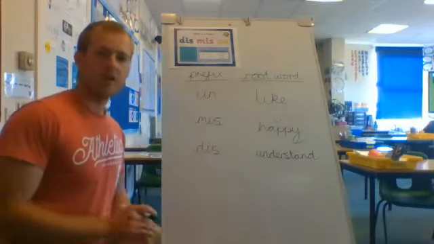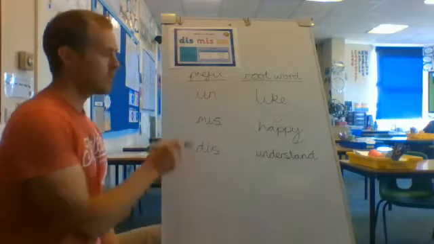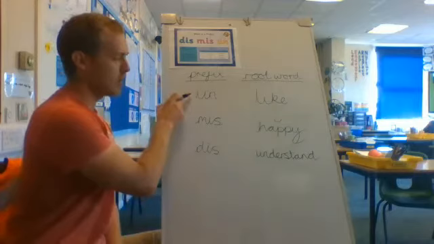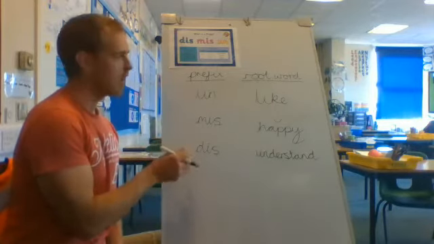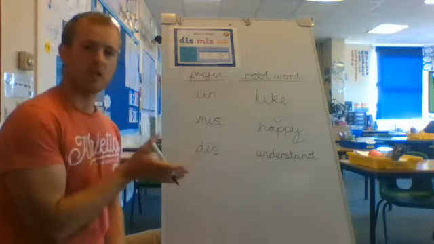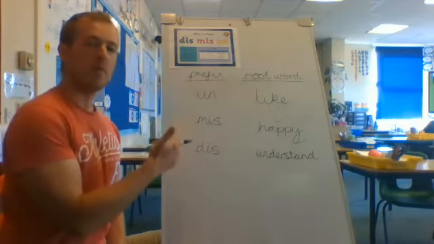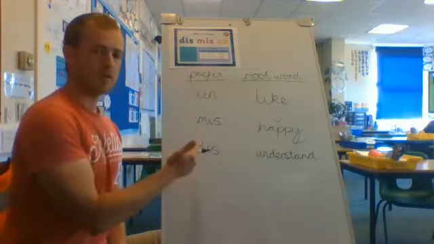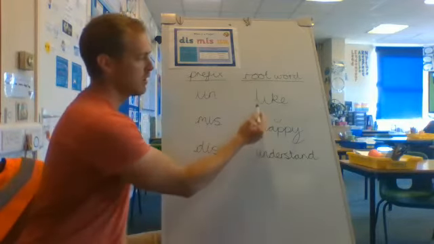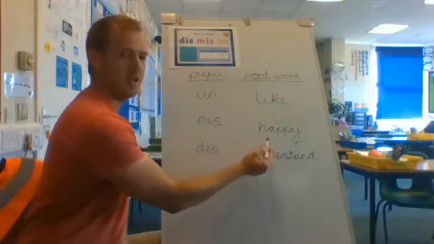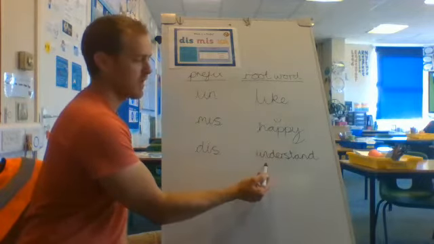Okay then guys, right, here's a little activity for you. Here are my 3 prefixes. I've got un, miss and dis. Now let's remind ourselves what prefixes are. Prefixes come before a root word. So here are my root words: like, happy and understand.